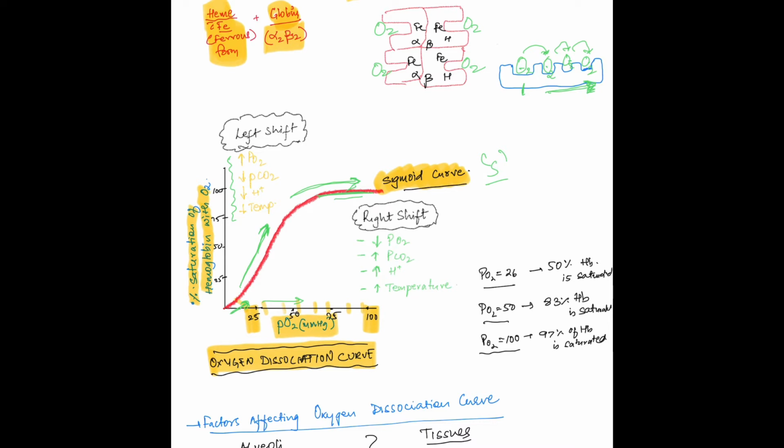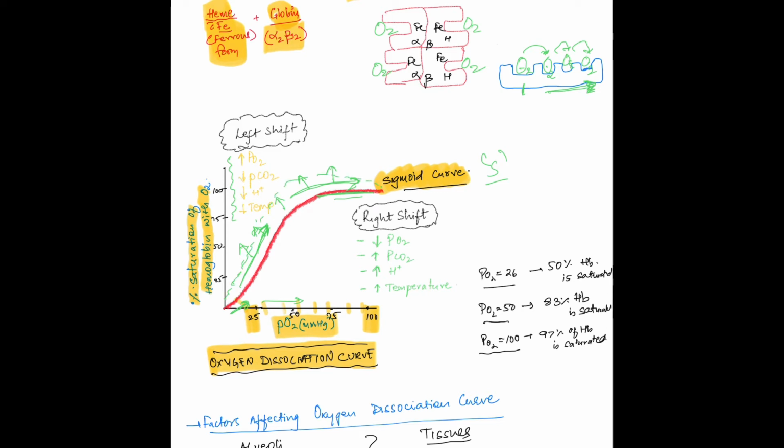And at the level of the tissues, we want this affinity between oxygen and hemoglobin to be lower, so that hemoglobin can lose this oxygen and the oxygen can be delivered to the tissues. So let's look at a scenario where PO2 is high, PCO2, hydrogen ion concentration and temperature are low. This results in left shift of the sigmoid curve.